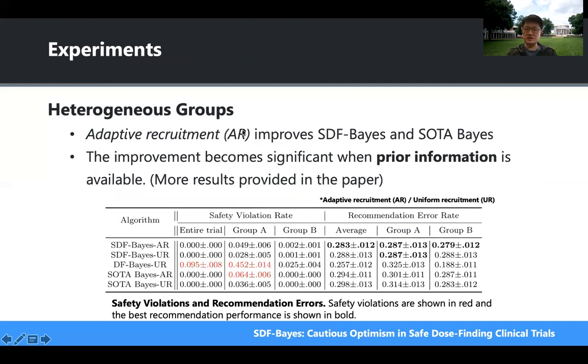Lastly, the heterogeneous group situation. We also see that adaptive recruitment really improves SDF-Bayes and SOTA-Bayes. I should also emphasize here that the AR principle is not limited to SDF-Bayes. It can be applied to other methods as well. This improvement, I want to finally comment, is more significant when you have prior information that you can leverage to construct this prior distribution. And this is practically often possible because before the phase 1 clinical trial, you already have the drug development phase. You also have some animal trials. So there are useful data that can be leveraged to construct such prior information.